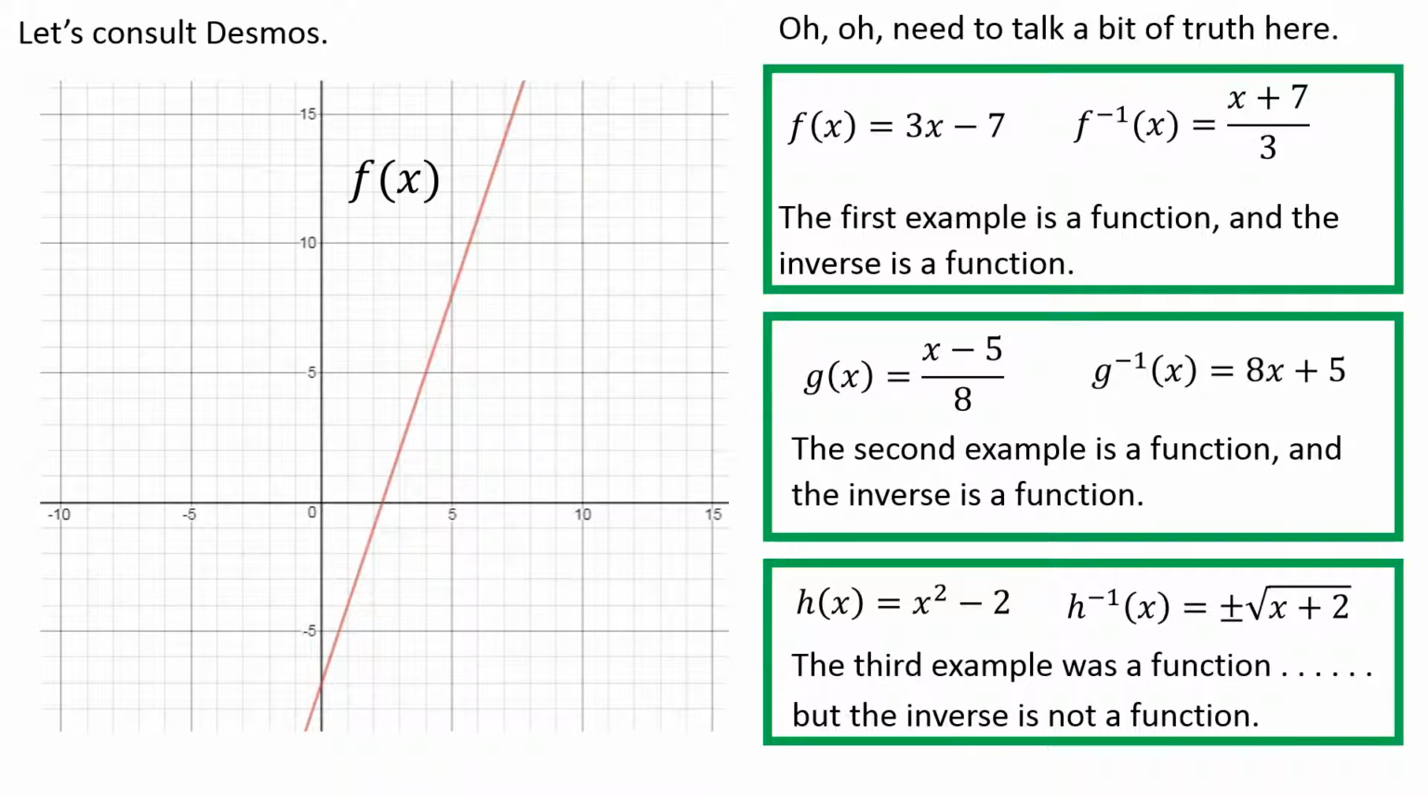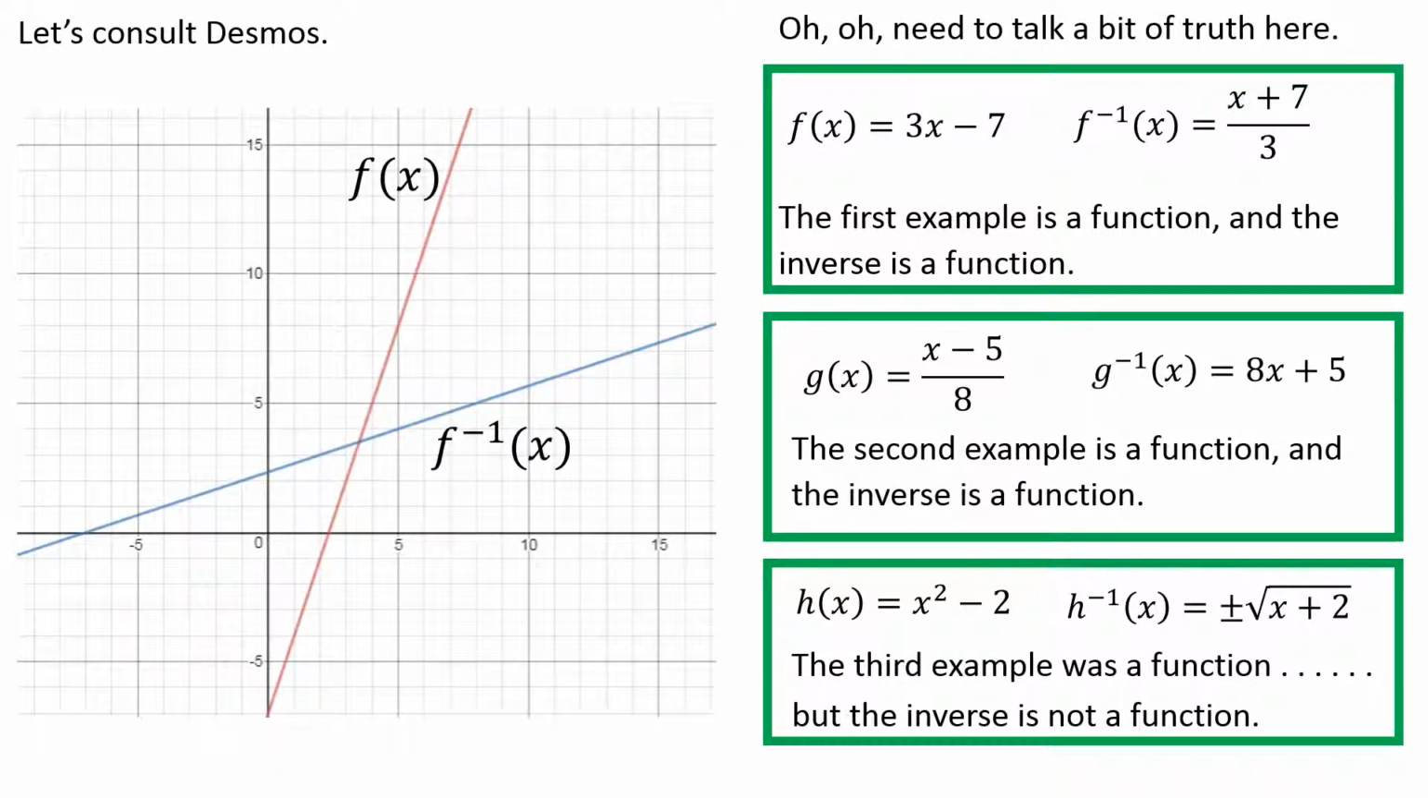Vertical line test. F of x is obviously a function. F inverse of x is obviously a function. If I put a vertical line going straight up and down the paper, I never hit either function more than once.